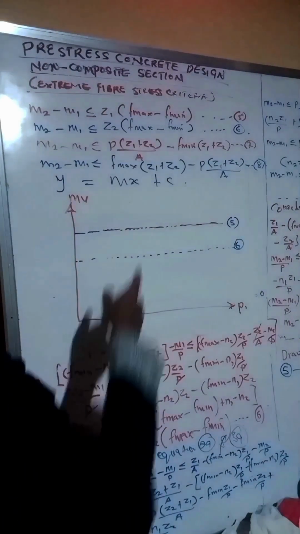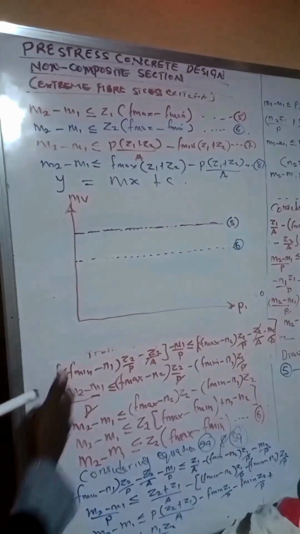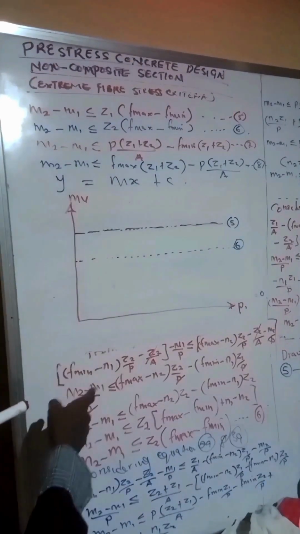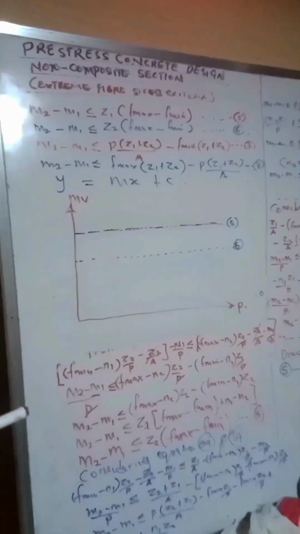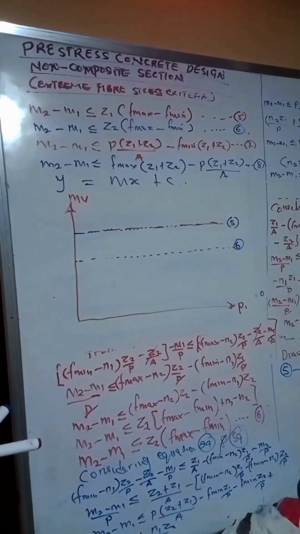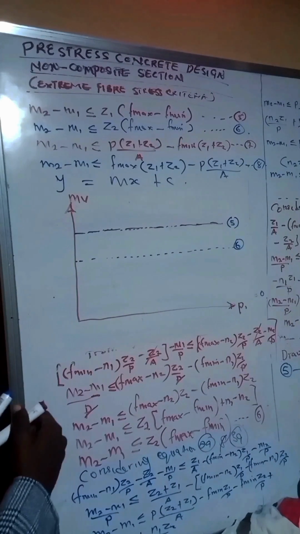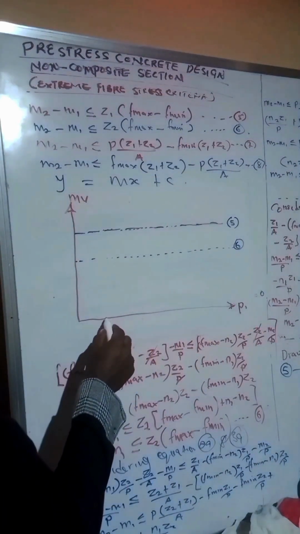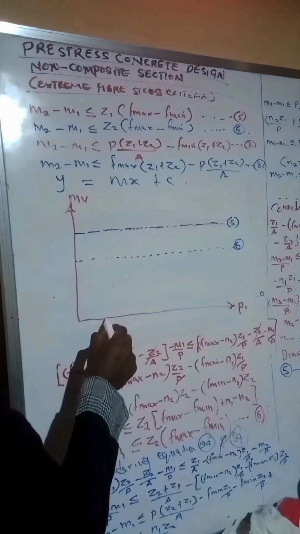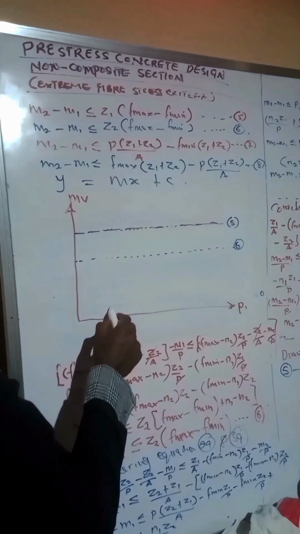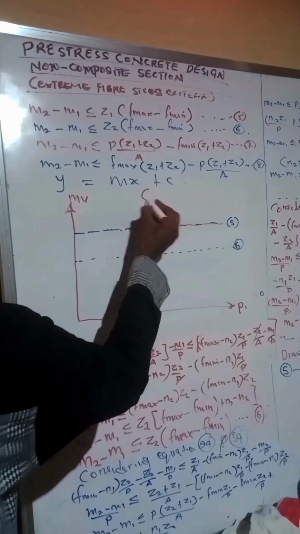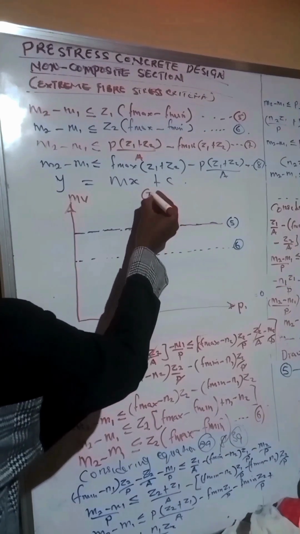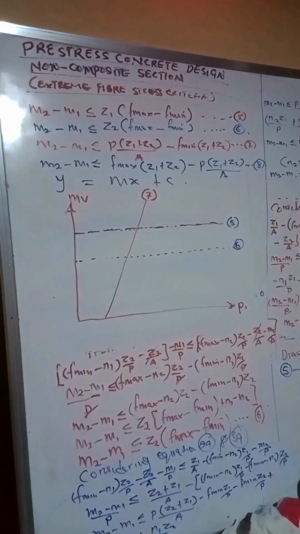The next graph is equation number 7. We have P, which is a variable, and this is going to have a gradient of z1 plus z2 over a. So this graph is going to be a sloping graph because we have a gradient slope. So we draw it this way. So this graph represents equation number 7.